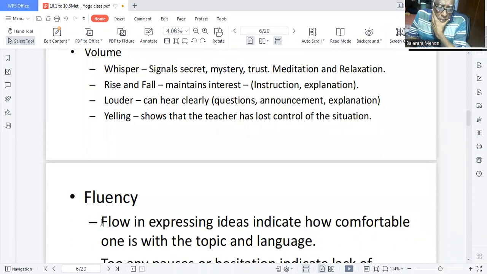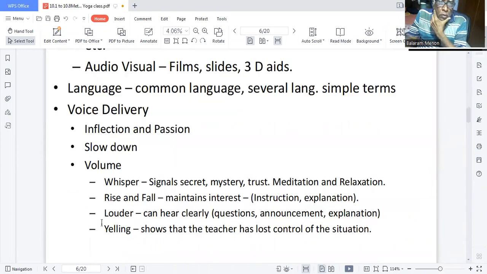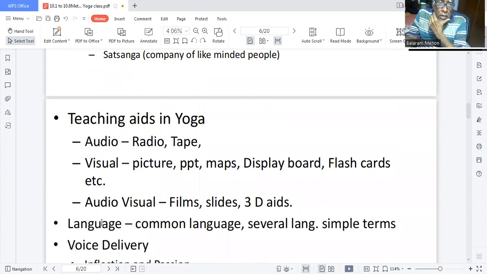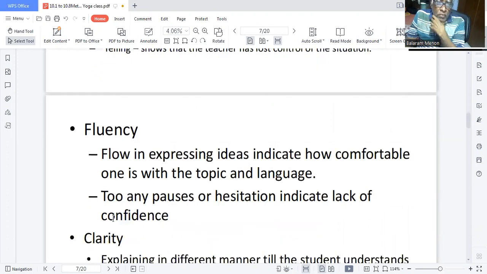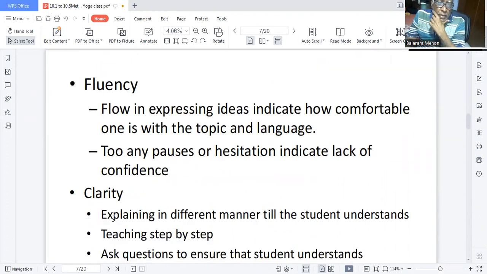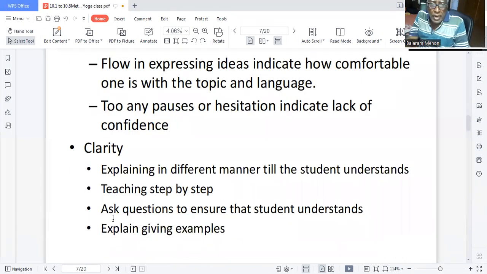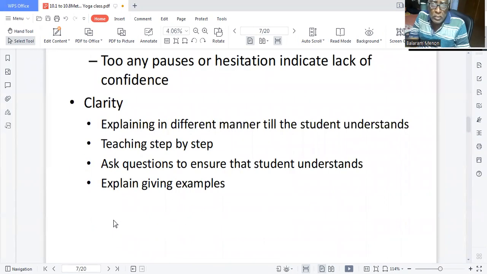Fluency also plays an important part. Flow in expressing the ideas indicates how comfortable one is with the topic and the language. Frequent pauses or hesitation indicate lack of confidence. Clarity: explain in different ways till the students understand. Teaching step by step. Ask questions to ensure that the students understand. Explain by giving examples.